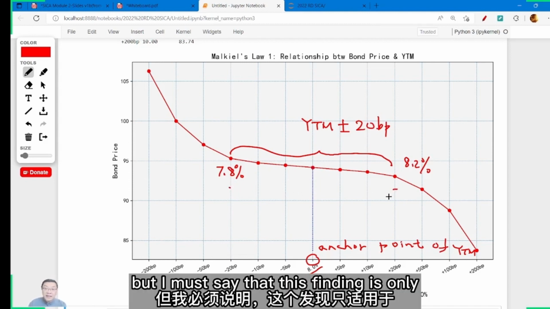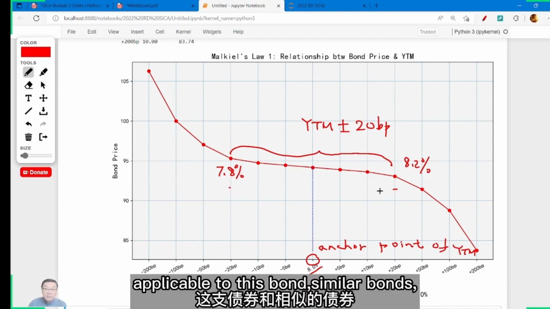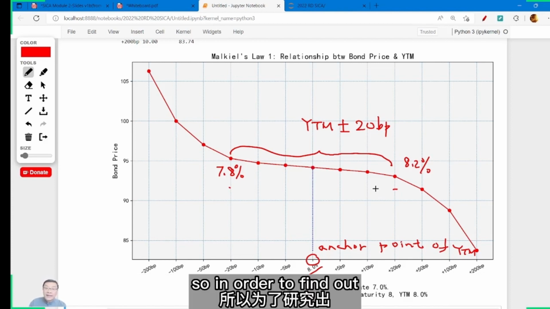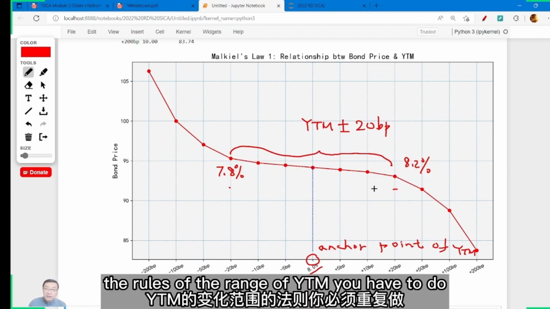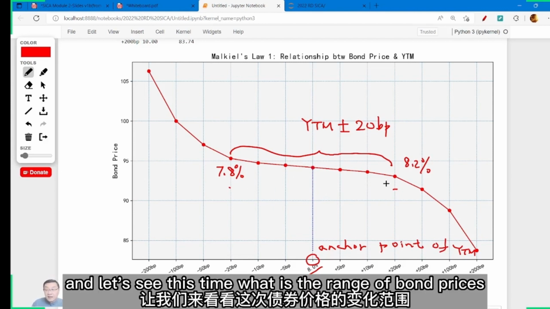But I must say that these findings are only applicable to these bonds, and similar bonds may not be applicable to all the other bonds. So in order to find out the rules of the range of YTM, you have to do similar work and find out. And let's see this time, what is the range of bond prices?